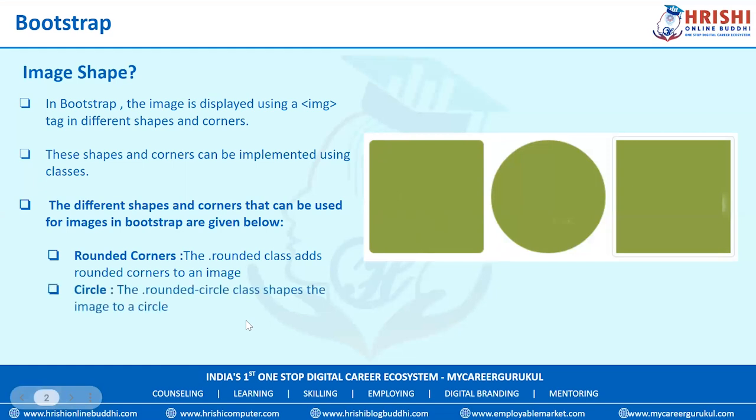Then circle. The .rounded-circle class shapes the image into a circle. That means your particular image shape will be converted to a circle. That is, inside this particular circle shape, you will get your image.